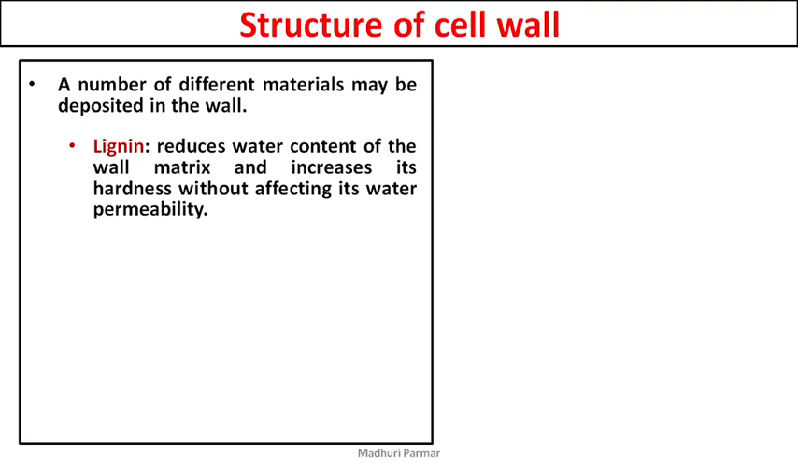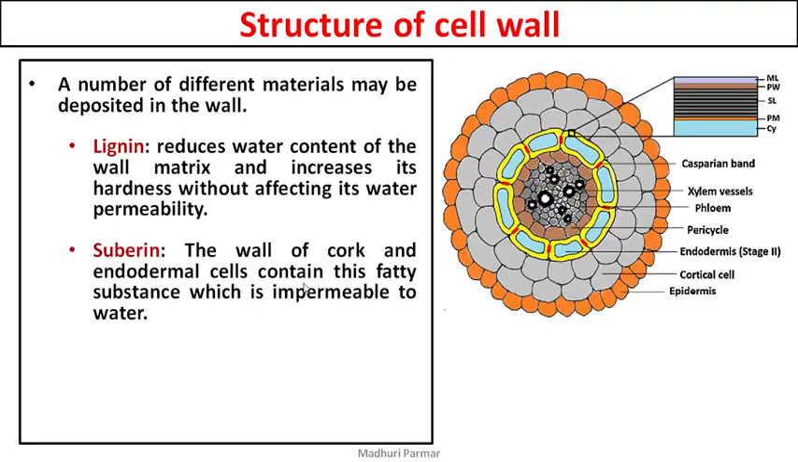It will increase the toughness of the cell wall. But it will not affect the cell wall permeability to water. It will still allow water to pass through. It will allow the water to come in the cell and go out of the cell. So though it is reducing water content of the matrix and it is toughening the cell wall, it is still allowing water to pass through. Clear? Then you have suberin.